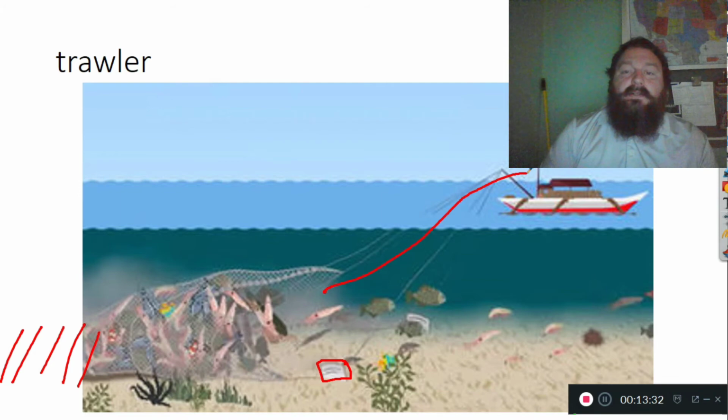When they bring that net up onto the ship, then they're going to unload the fish that they were intending to catch. Let's say that they were trying to catch these squid here, for instance. Those squids are going to be kept. The rest of the fish just gets pitched overboard.